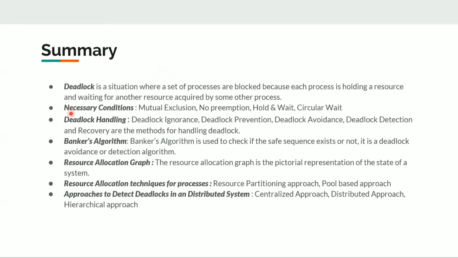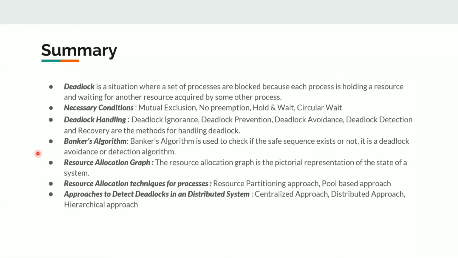And the second one is the necessary conditions. What are the necessary conditions for deadlocks? They are mutual exclusion, no preemption, hold and wait, and circular wait. Then we saw the deadlock handling methods. If a deadlock occurs, or before it occurs, how can we handle it? We just ignore the deadlock, or we prevent the deadlock, or we use Banker's algorithm to avoid the deadlock, or we detect and recover from the deadlock.